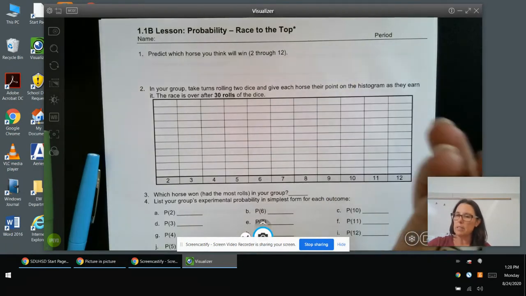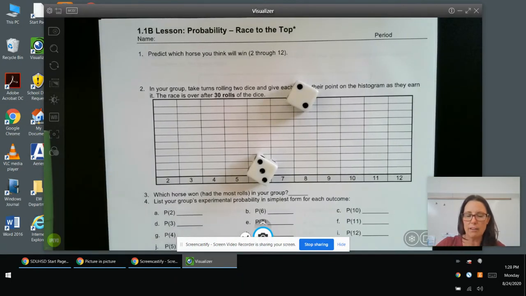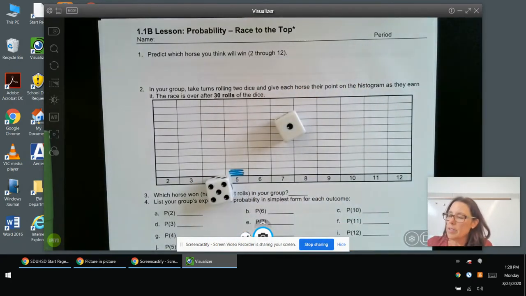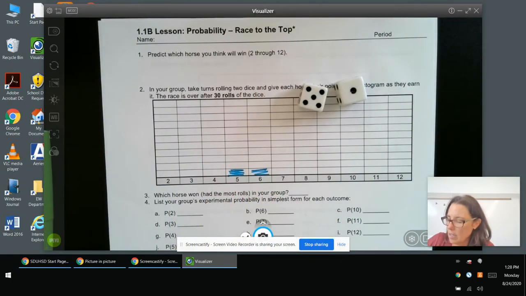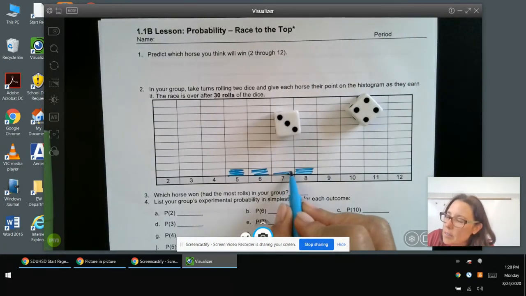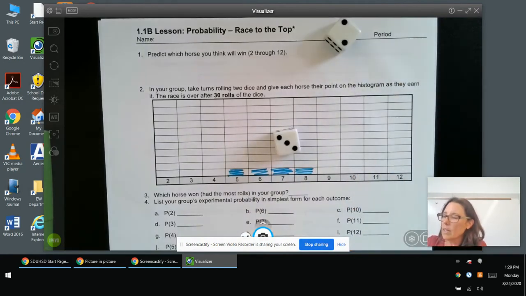So let me give you an example of getting started here. So there's 5. There's 6. There's 8. There's 7. There's 5. Okay, so you're going to want to do that 30 times. It's really important to keep track of 30. 1, 2, 3, 4, 5. I already have 5. Don't go over because you won't be able to backtrack. You won't remember which ones to cross off. Okay, so go ahead and pause.